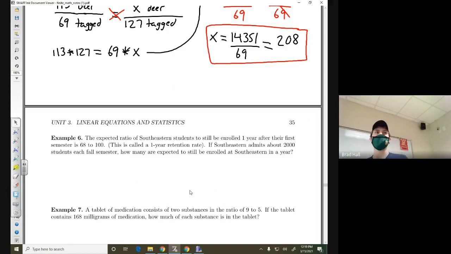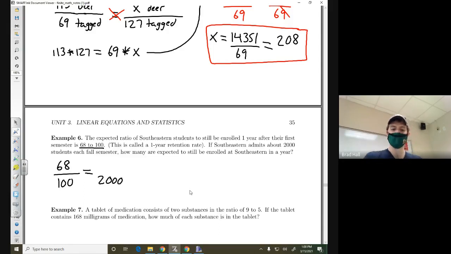So 68 to 100. And Southeastern admits, at least in the fall semesters, a little over 2,000 students. So I rounded it down to 2,000 students each fall semester. How many are expected to still be enrolled at Southeastern in the next year? So 68 students are expected to stick around out of 100 students. 68 to 100. Southeastern admits about 2,000 students. Where did the 2,000 go? It's going to be at the bottom.